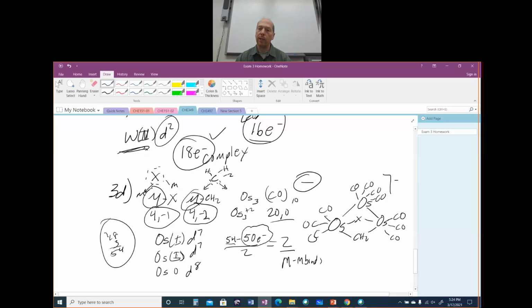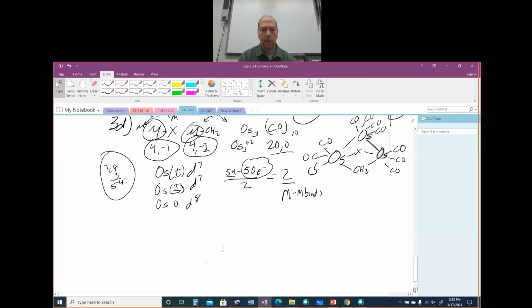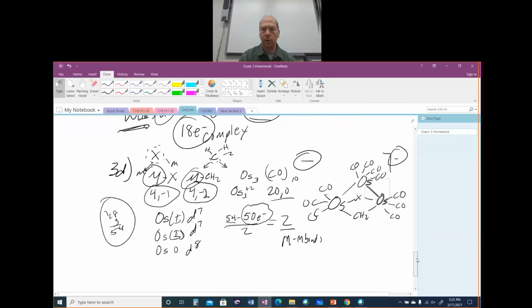And then you put 3 CO ligands here, 3 CO ligands there, 4 CO ligands there, and you have an overall charge of a -1. And each one of those has an 18 electron osmium center. Right. And that was the end of the questions.